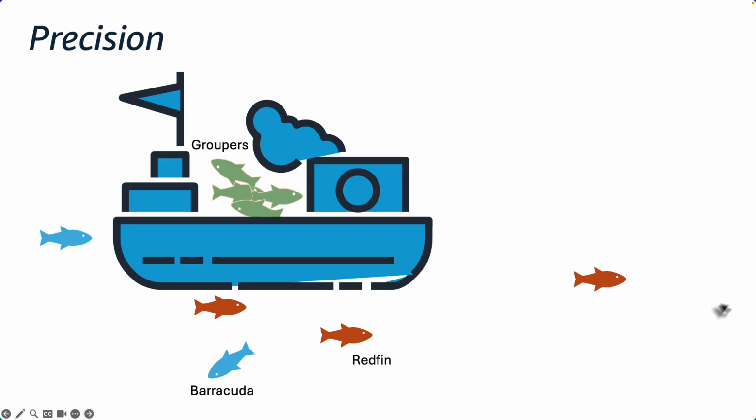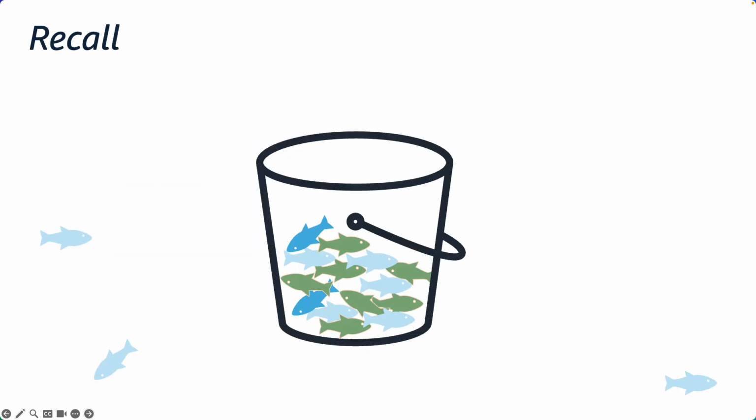Now let's compare this to recall. For a high recall dive, Lee doesn't care about false positives. So instead of spearfishing and catching just the groupers, he uses a bucket to catch as many fish as he can.